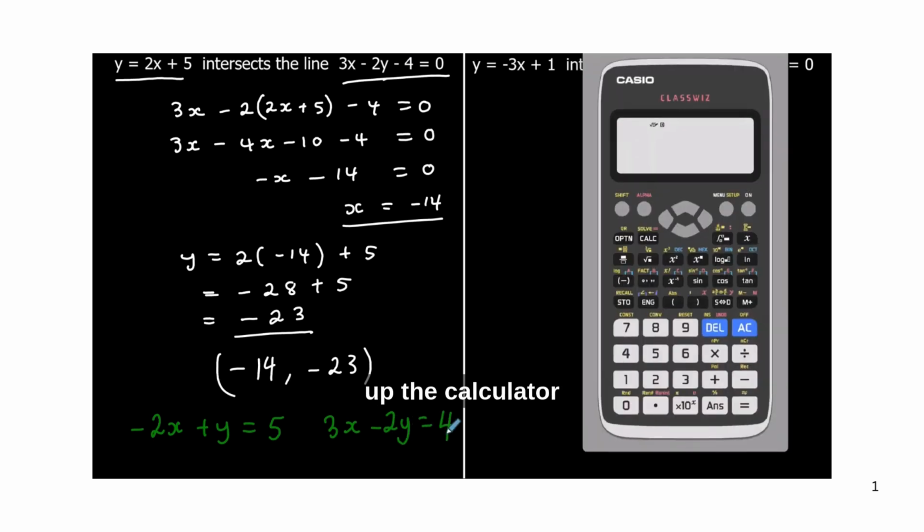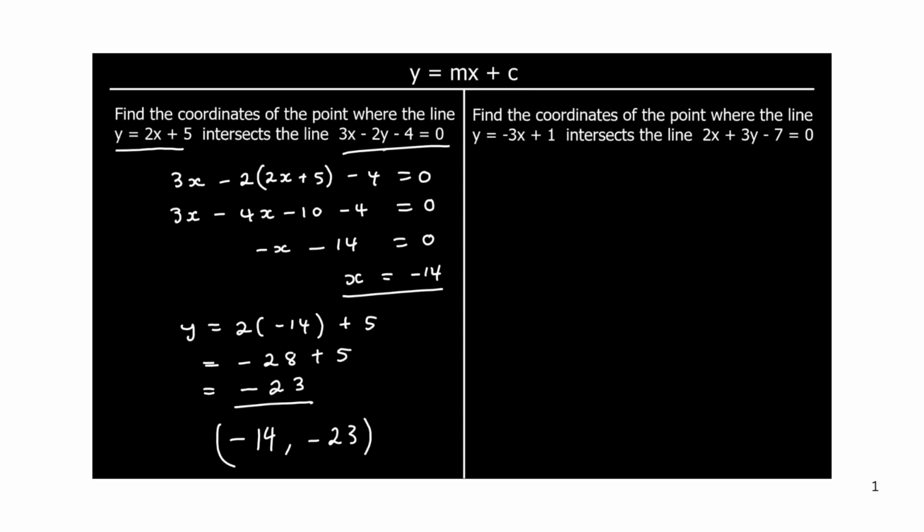Then I'll pick up the calculator, menu, equation, simultaneous, 2 unknowns, and then just write them in. So negative 2x plus 1y equals 5, and 3x minus 2y is 4. Press equals, x is negative 14, y is negative 23. Okay, one for you to try. Pause the video and give it a go.